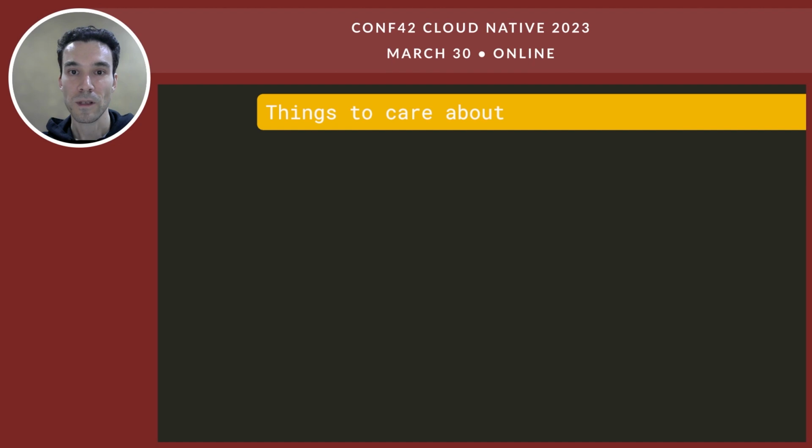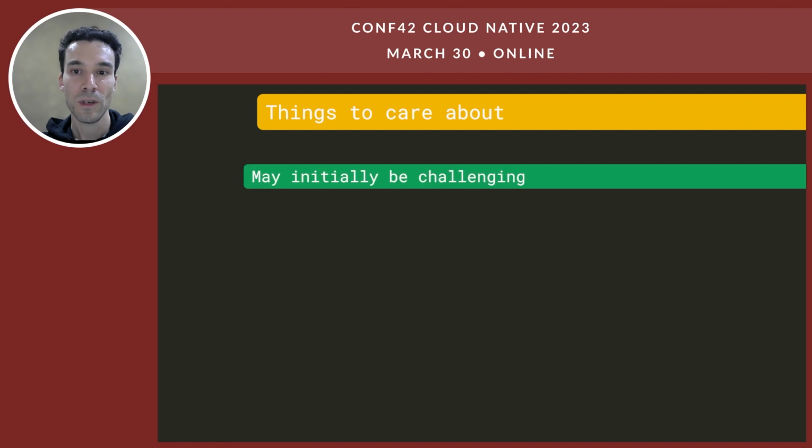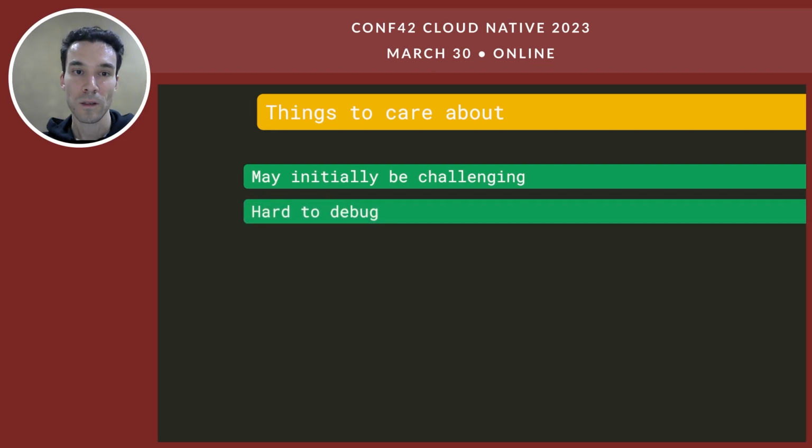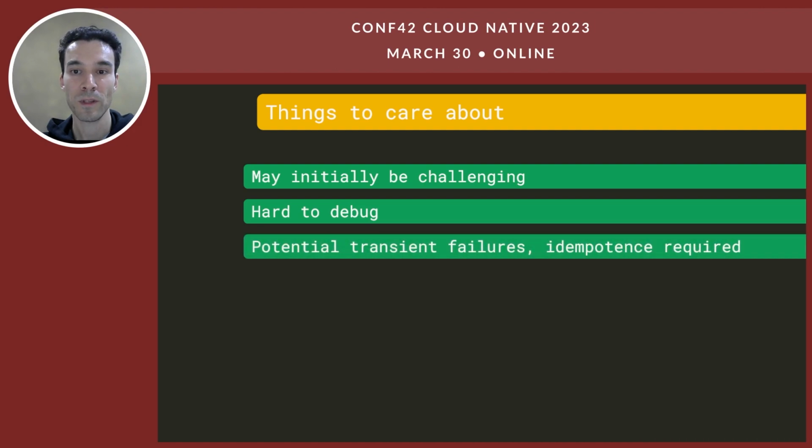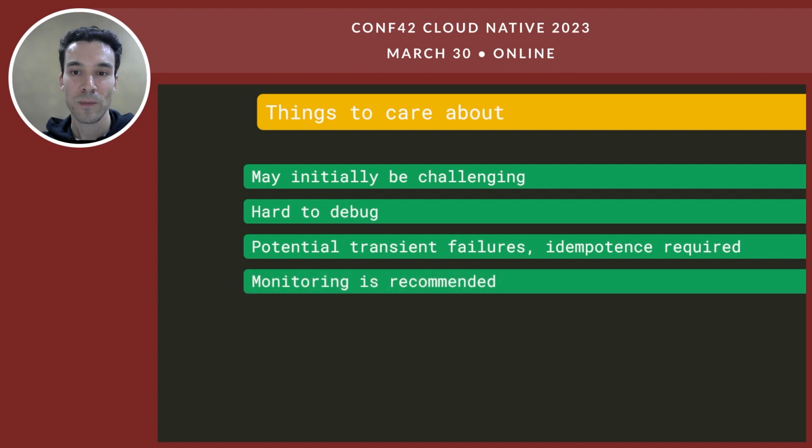So, some things to care about when implementing the Saga pattern. It may initially be a challenging task as it requires a new way of thinking on how to coordinate a transaction and maintain data consistency. The Saga pattern is particularly hard to debug and the complexity grows as participants increase. Your implementation must handle a set of potential transient failures and provide idempotence for reducing side effects and ensuring data consistency. And it's best to implement observability to monitor and track the Saga workflow right away.